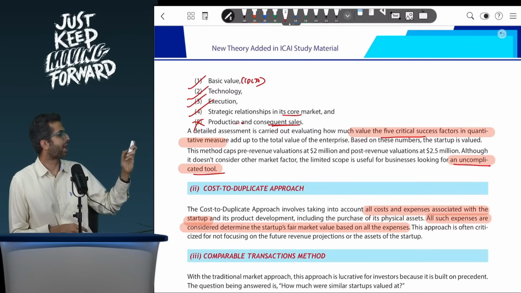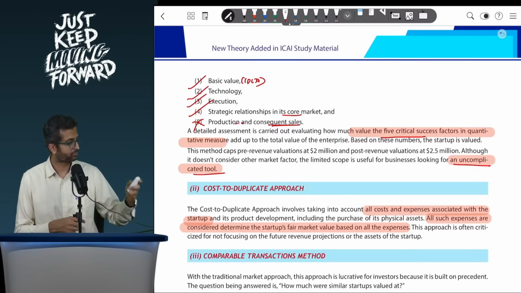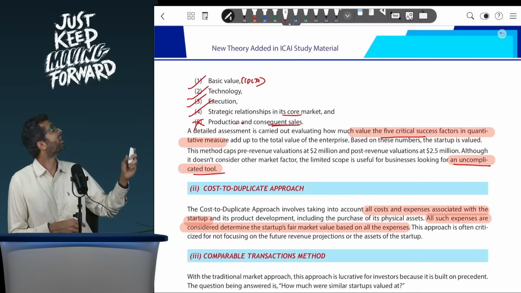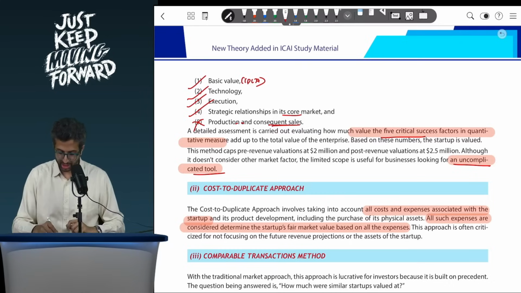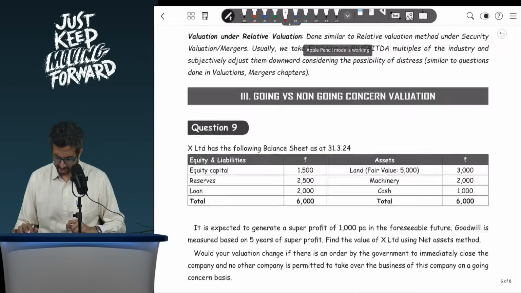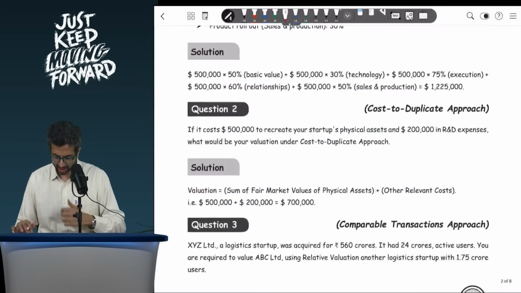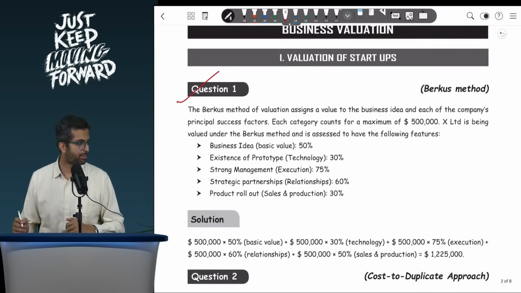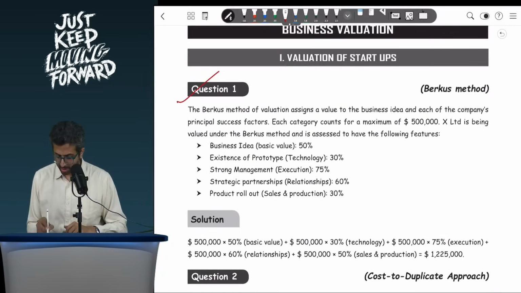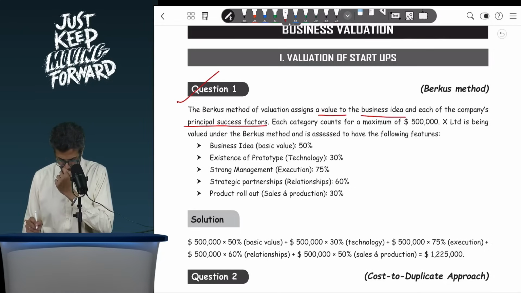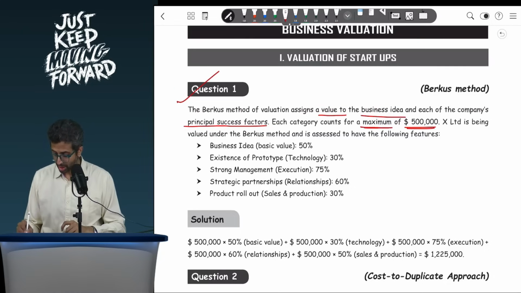So if we look at a sum on this, we go to question number 1, fairly easy working. The Berkus method of valuation assigns value to a business idea and each of the company's principal success factors. Each category counts for a maximum of $5 lakh. X is being valued under the Berkus method and has the following features.